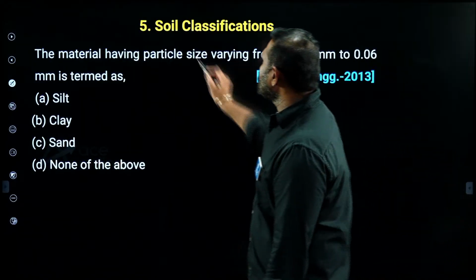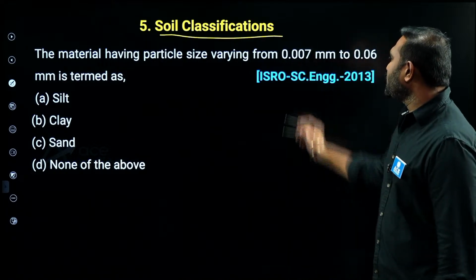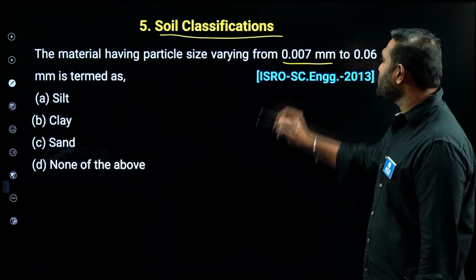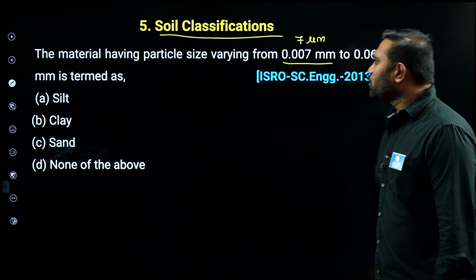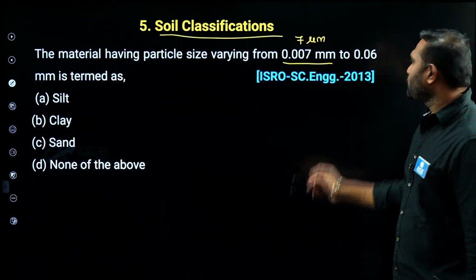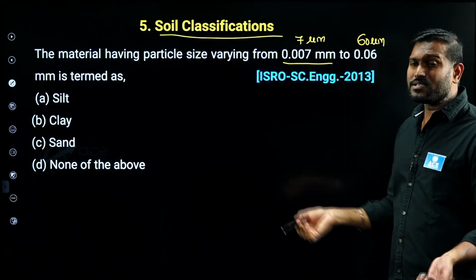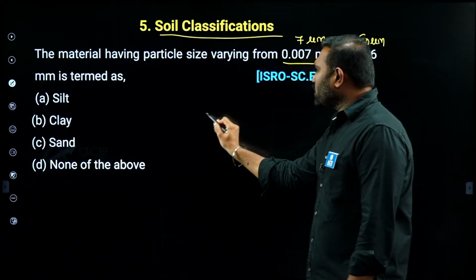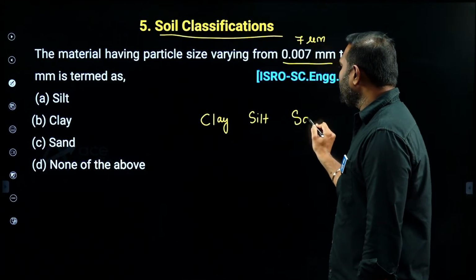Next, come to the soil classification system. The material having particle size varying from 0.007 mm, which means 7 micrometers, to 0.06 mm, which is 60 micrometers, right? 1 micron is 10 to the power of minus 3, no? So now what is that size? You know, coming to the clay, silt, sand.